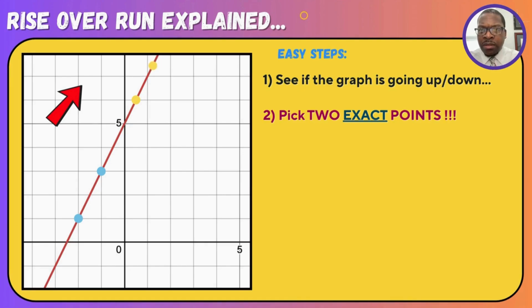And something like this. Don't choose that. You don't know exactly where that is, and it's going to make it more difficult for you. So don't choose this. Don't choose that.